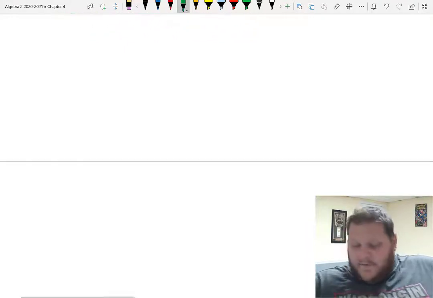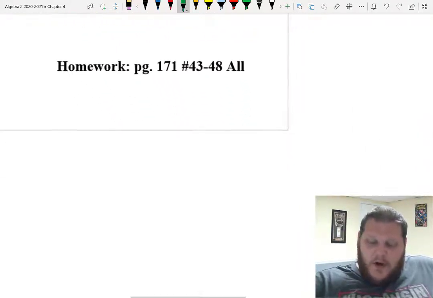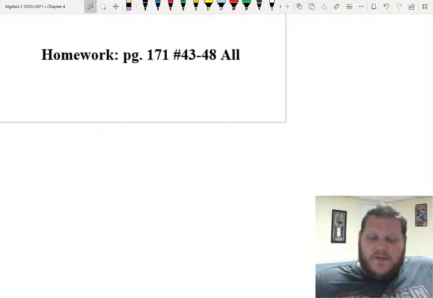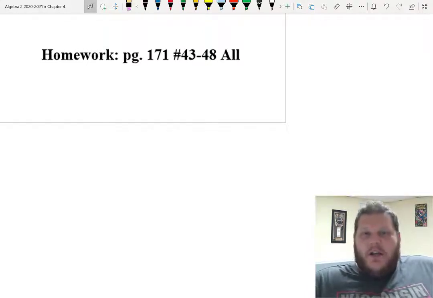So that's all I got for you guys for this section. Where am I hiding the homework? There it is. The homework for 4.2 day 2 is page 171. You guys are just doing 43 through 48, both evens and odds, so it's just going to be those 5 binomial expansions.